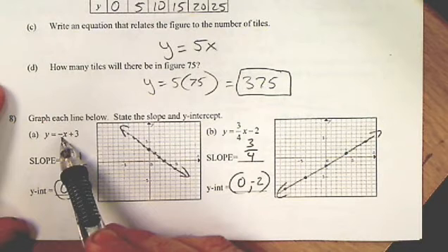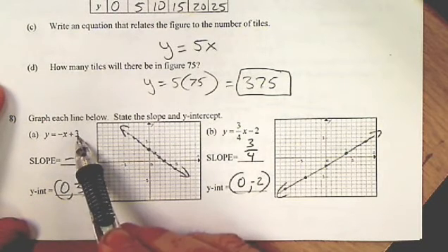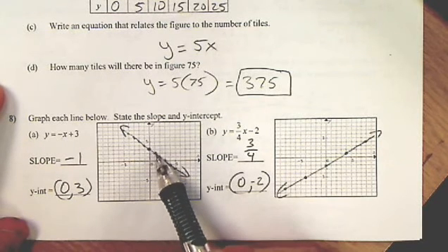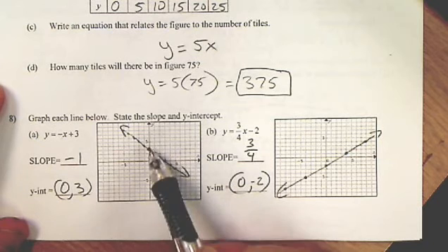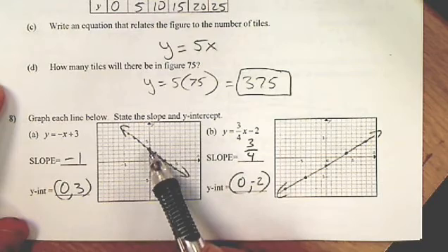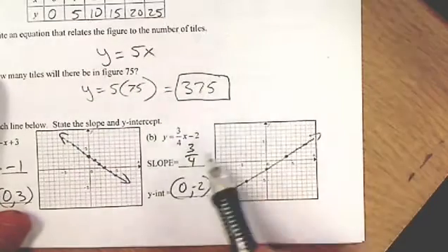My slope is -1. My y-intercept's at 0, 3. Start at 0, 3, and you go down 1 over 1, down 1 over 1, down 1 over 1, or you can go up 1, but then you have to go back. So positive, negative, positive, negative. Either way, you get a negative.